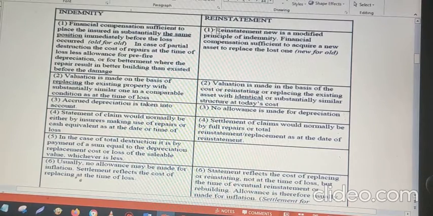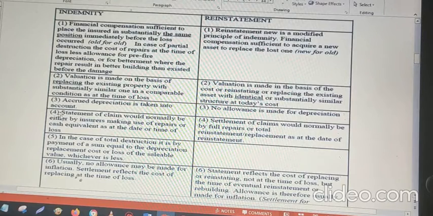Reinstatement. 1. Reinstatement new is a modified principle of indemnity. Financial compensation sufficient to acquire a new asset to replace the lost one, new for old. 2. Valuation is made on the basis of replacing the existing property with a substantially similar one in a comparable condition as at the time of loss. 2. Valuation is made on the basis of the cost of reinstating or replacing the existing asset with an identical or substantially similar structure at today's cost. 3. Accrued depreciation is taken into account. 3. No allowance is made for depreciation.